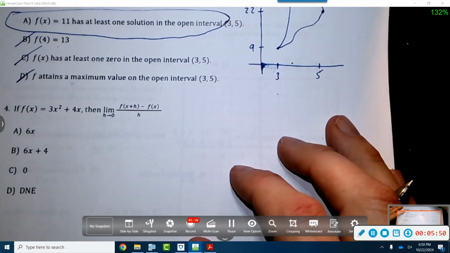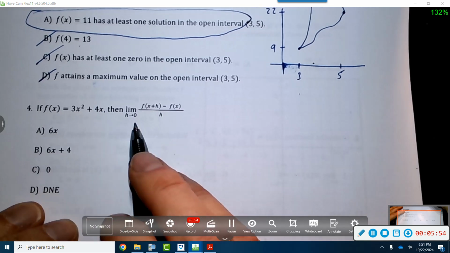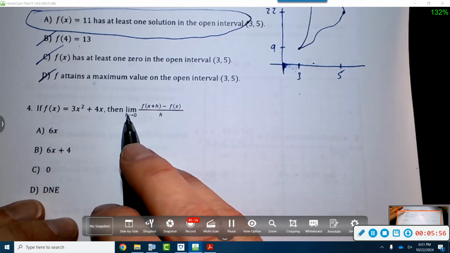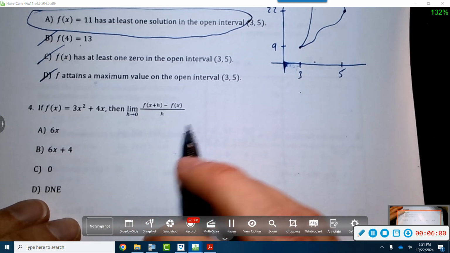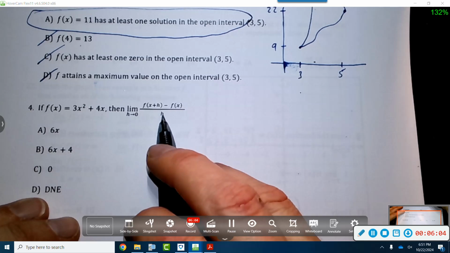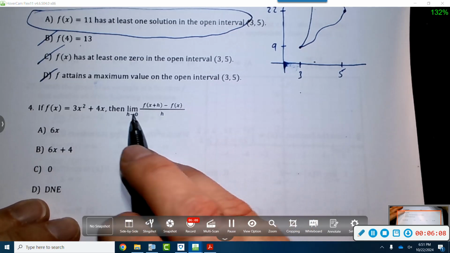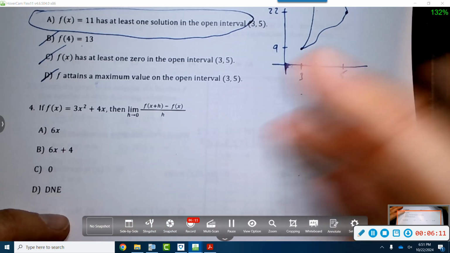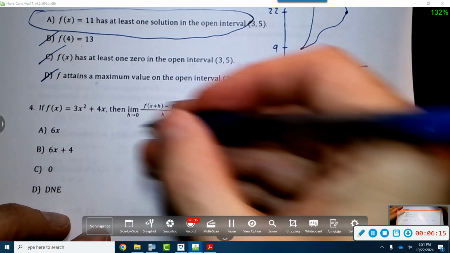All right, so last one for this video. Where are we at? 5 minutes. So if f of x equals 3x squared plus 4x, okay, then as h goes to 0, all right, these are great ones here. As h goes to 0, if I plugged in a 0, I'm going to be dividing by 0, so that's not going to work here. So what I've got to do is, we've done these before, and these are kind of the big ones, okay? These are kind of the long problems.